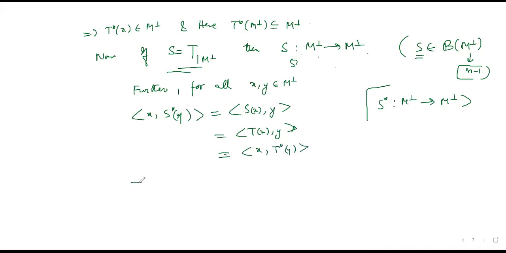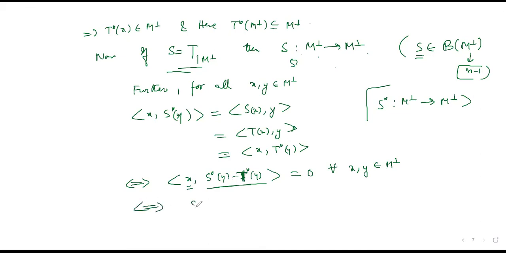That implies that <x, S*y> minus <x, T*y>, I wrote it wrong, is equal to 0 for all x, y belonging to M perp. So M perp is an inner product space, so the inner product of y with all x's is 0. It means that S*y is equal to T*y for all y belonging to M perp.